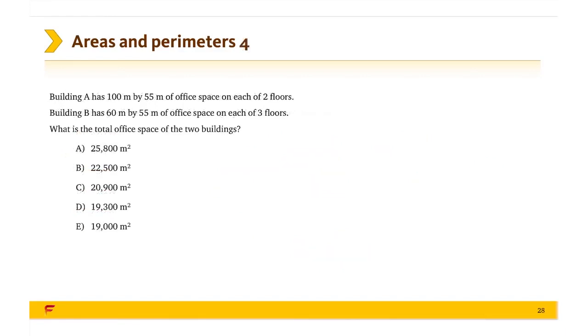Okay, here we need to deal with several areas, and we need to sum those areas up to understand the total of the space of two buildings. So that's not difficult, because the areas are just rectangles. Building A has an area of 100 meters by 55 meters on each of two floors. So that will be 100 by 55, and this is 100 by 55. And then building B has 60 meters by 55 meters.